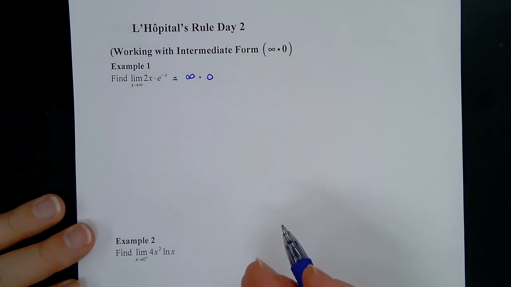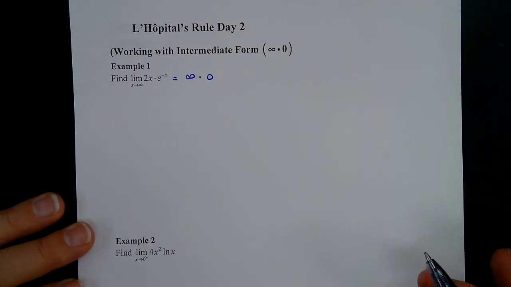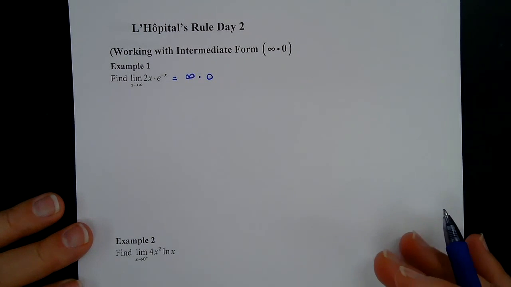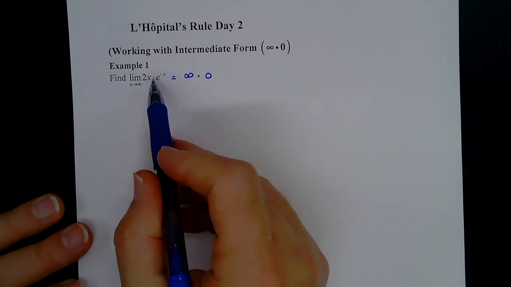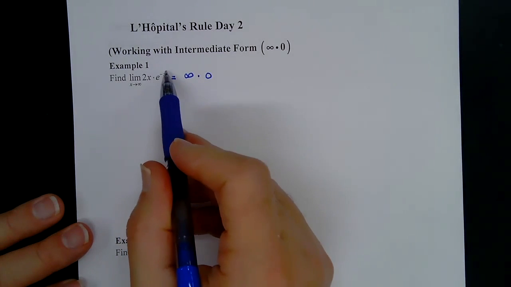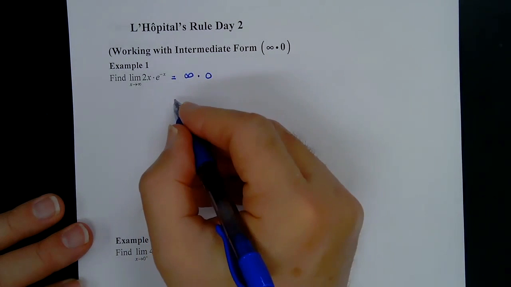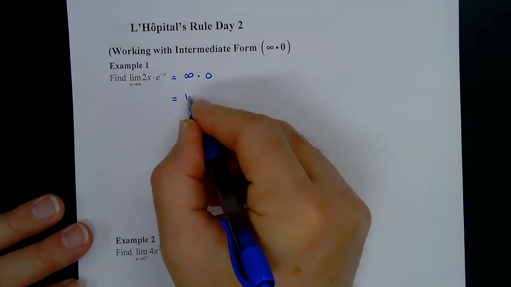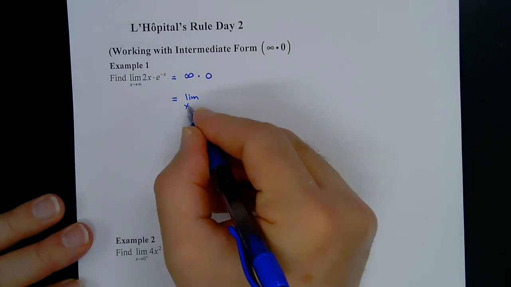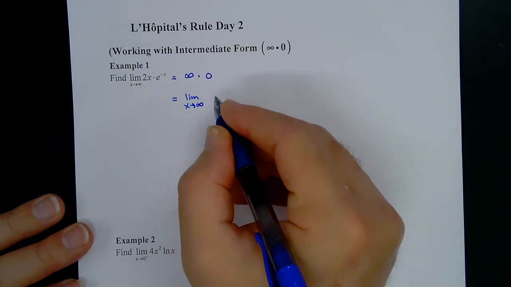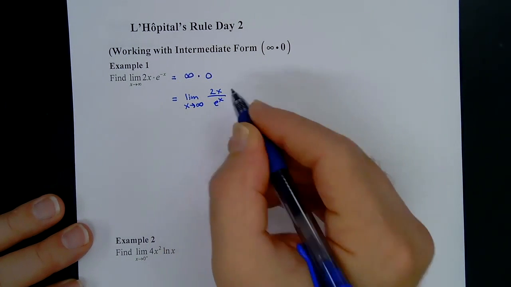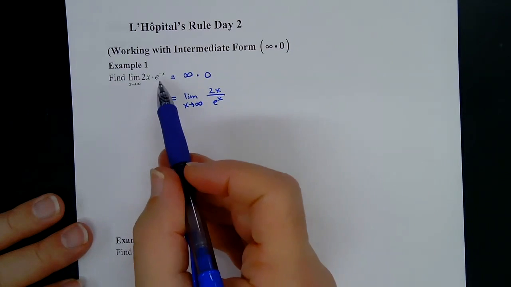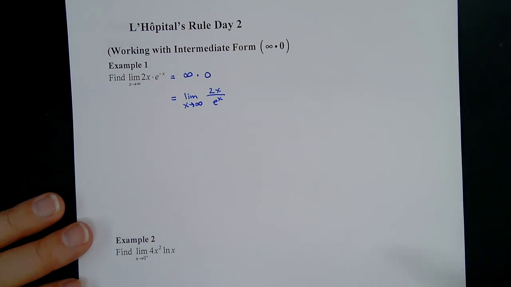And what we can do algebraically is rewrite a product as a quotient. For this particular problem, we can rewrite this as 1 over e to the x, and then our limit becomes the limit as x approaches infinity of 2x over e to the x. And that was just applying the exponent rule. What does a negative exponent mean? It means 1 over, right?